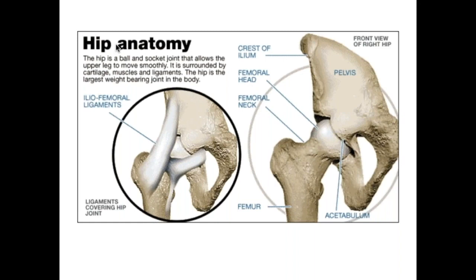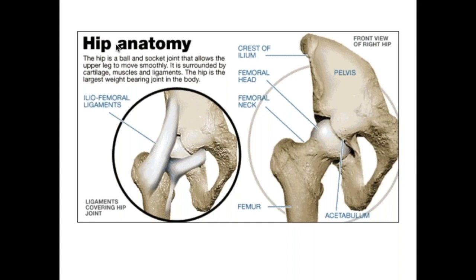Now, the hip is a nice, deep ball and socket joint. It allows the upper leg to move smoothly. And it has a lot of cartilage, muscles, and ligaments. It's the largest weight-bearing joint that we have. It's really amazing.